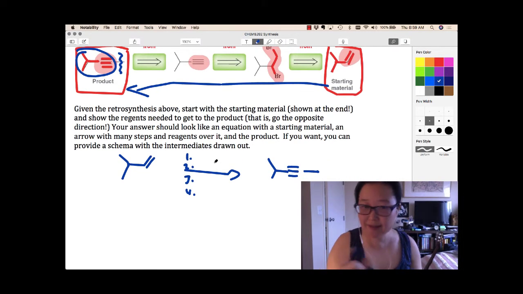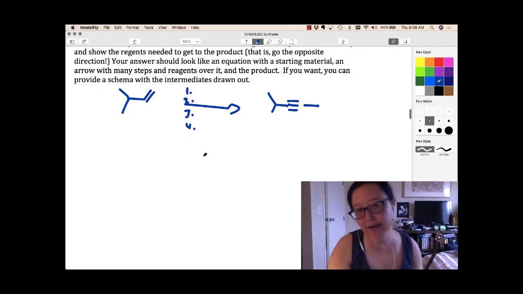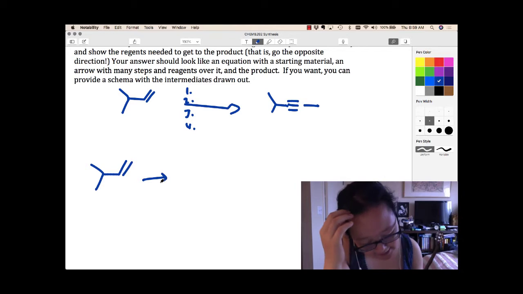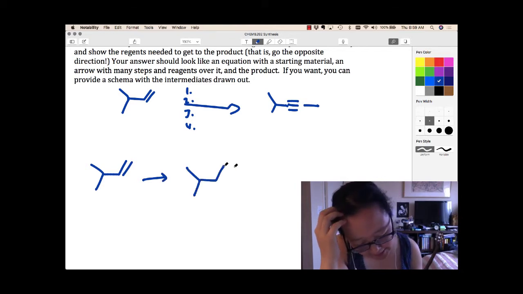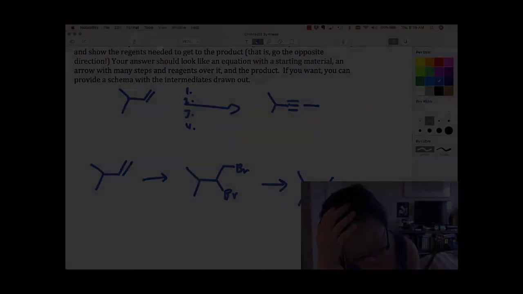But what I would like you to do is get in the practice of not just writing out your answer, but showing it. So go from here and show each step. What are the reagents it takes to do each of these things? And then write them above the arrow. That will help you learn these as you go.